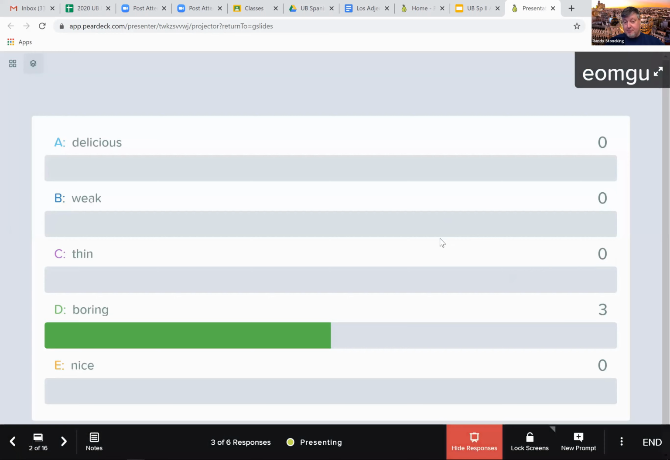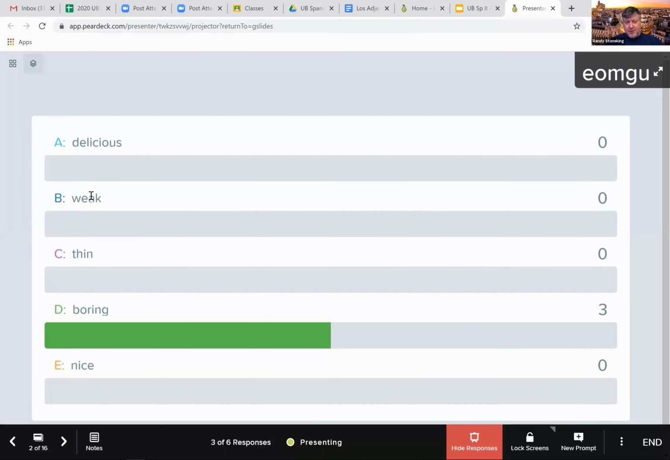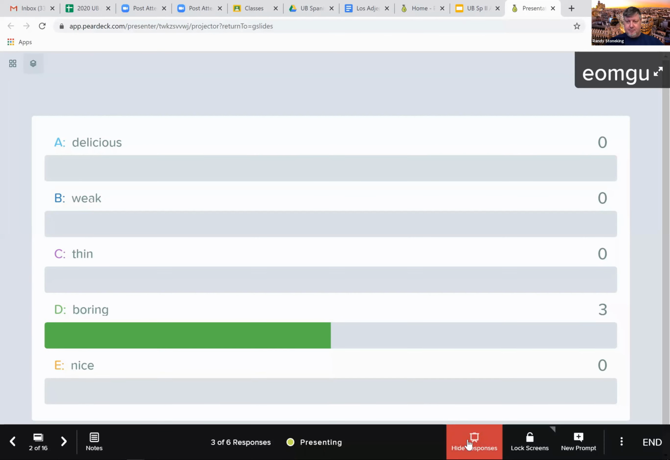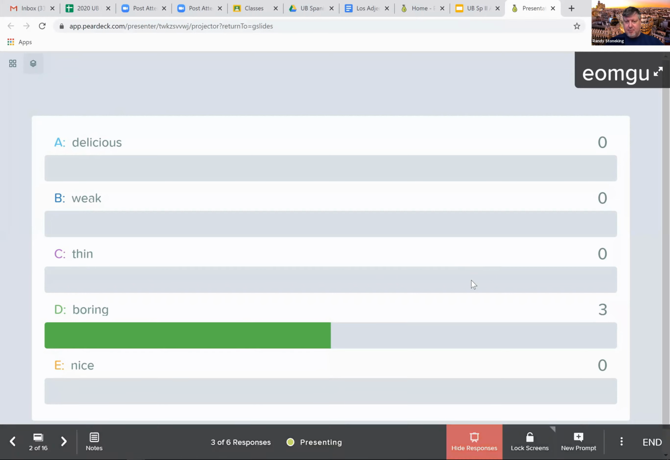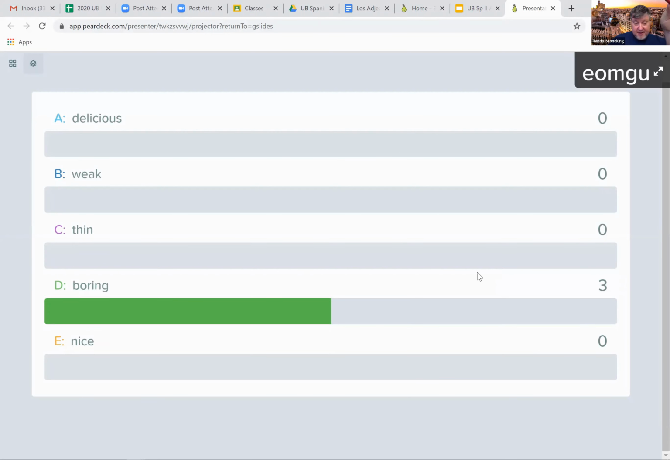Here are our answer choices: delicious, weak, thin, boring, nice. We can see we got 3 of us in there with aburrido is boring. That's your answer. Okay, very simple. We're just going to select the answer that we think it is. Use your notes if you need to. If you don't need to, that's fine as well.